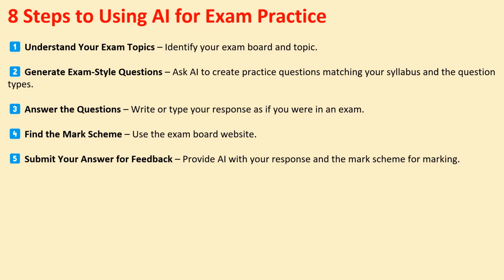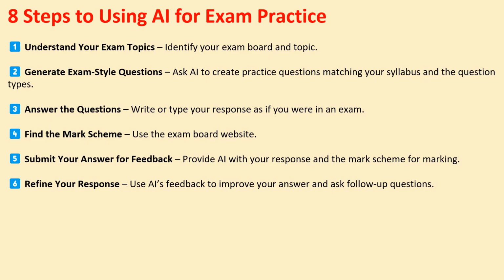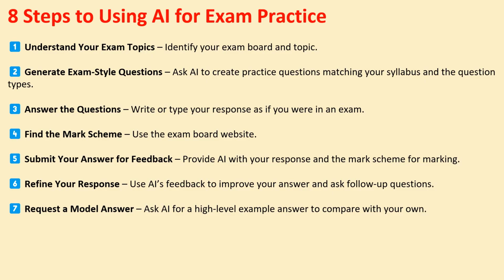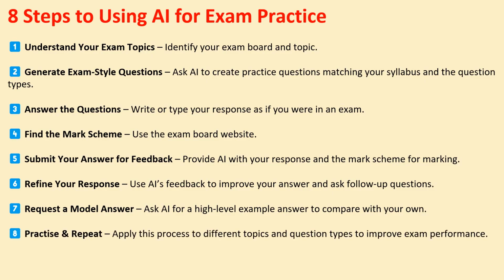Number 5, submit your answer for feedback. Provide AI with your response and the mark scheme. By the way, ChatGPT and DeepSeek will allow you to take a photo of your handwritten answer and upload it for feedback. 6, refine your response. Then use AI's feedback to improve your answer and ask follow-up questions. 7 is to request a model answer. Ask AI for a high-level example answer to compare with your own. Number 8 is to practice and repeat. Apply this process to different topics and question types to improve your exam performance.